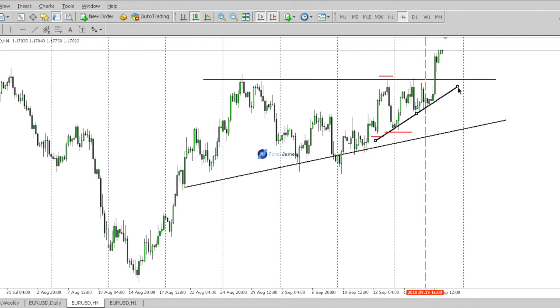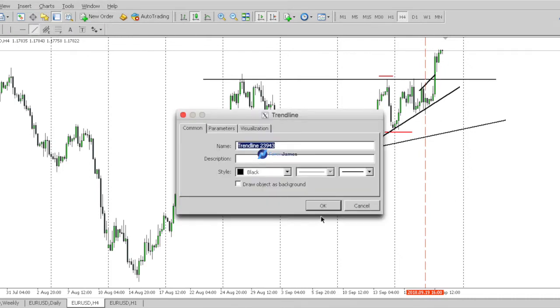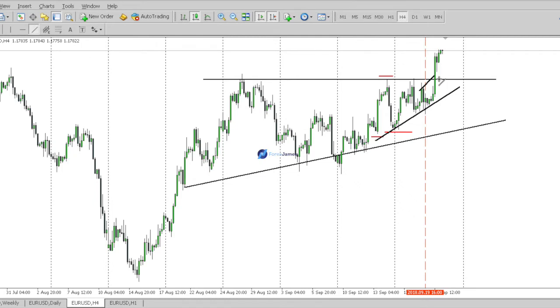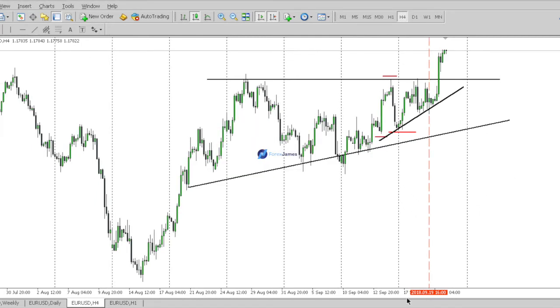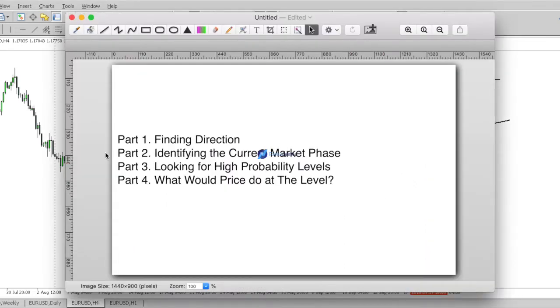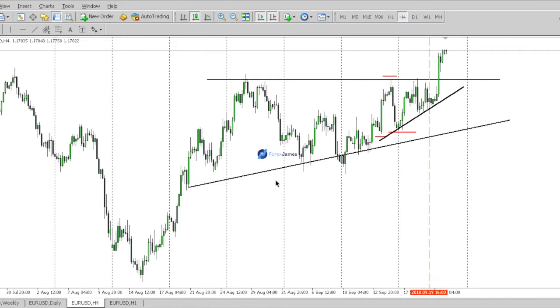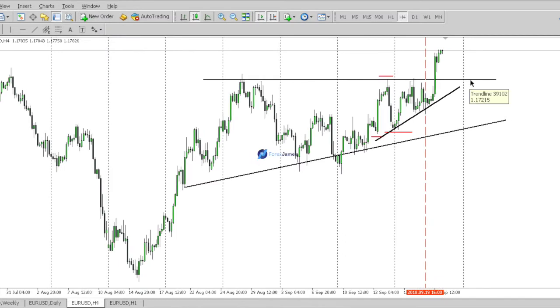And what it means is that it's more likely to break to the upside. Okay, then that's not to say that it will never break to the downside, because sometimes price makes a fake out to the upside and bam, heads lower. Okay, so that's already part number 2, identifying the current market phase, which is an ascending triangle. Okay, it's a consolidation phase. I also identify this as a range on the H4.